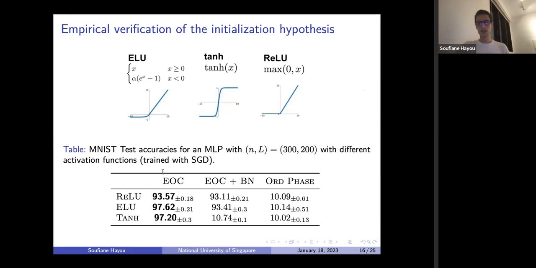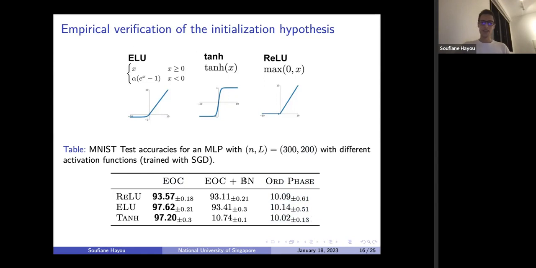Basically, the main takeaway is this: here I'm considering a very deep neural network, with width 300 and depth 200. So it's a very deep neural network, 200 layers, for different activation functions. You can see that in all cases, the edge of chaos initialization is better than the ordered phase. Actually, more than that, with the ordered phase initialization, the model doesn't train at all.